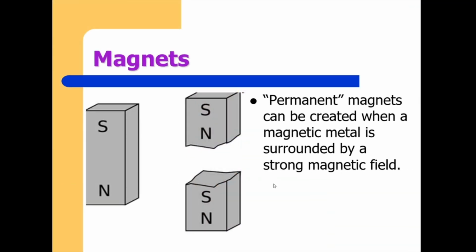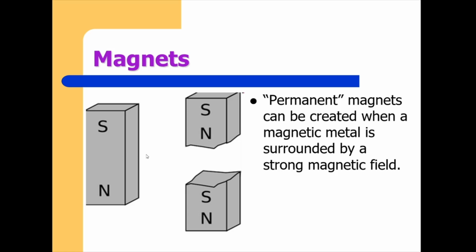Taking a look at magnets, we have these things called permanent magnets, and these are created when a magnetic metal is surrounded by a strong magnetic field. When we have a very strong magnetic field and a metal that is cooled from its melting temperature, it will create a magnetic field itself and become a permanent magnet. Over here we can see this sample of metal. Let's say this is iron, and it's a permanent magnet, and it has a north pole and a south pole.